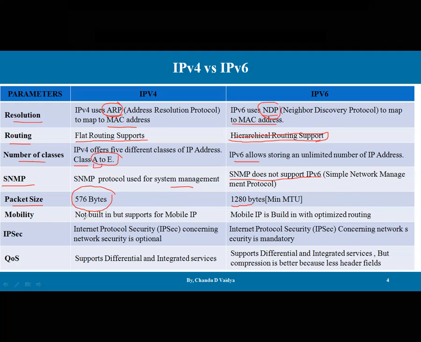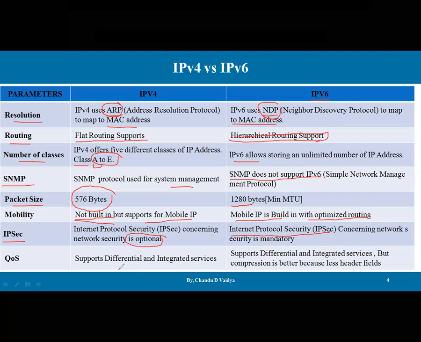Mobility: in IP version 4 it is not built in but there is support for mobile IP. But in IP version 6, mobile IP is built in with an optimized routing mechanism. Then IPsec, the Internet Protocol Security concerning network security, is optional in IP version 4, but in IP version 6 it is mandatory. It is already available as a security field in the format.